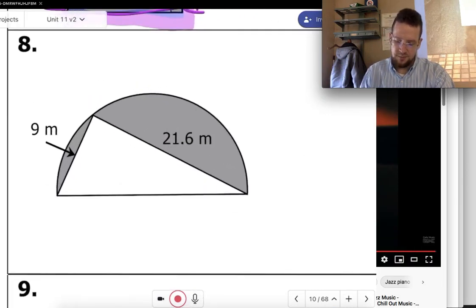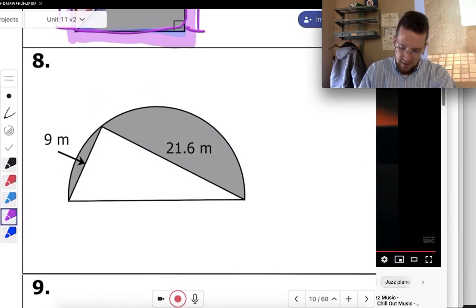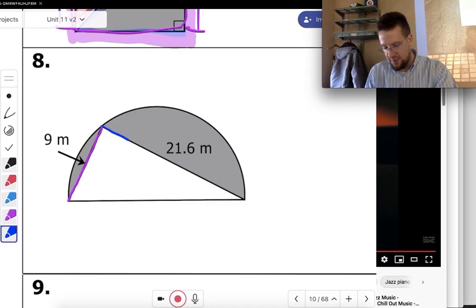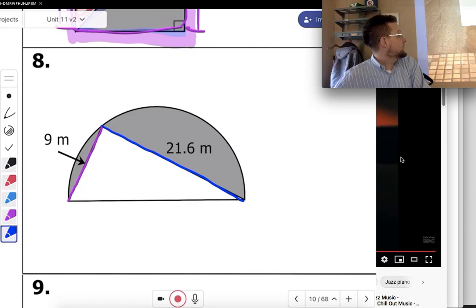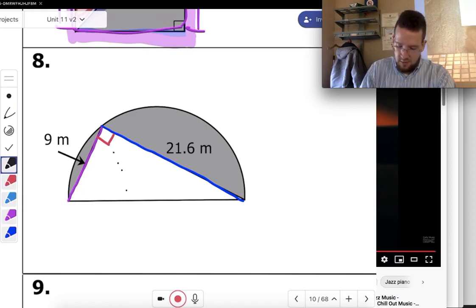Let's look at another one of these. So here we go. We have some stuff. We're given a weird thing here. We're given this piece is 9, and we're given that this piece is 21.6. But there should be a right angle in here, because if this is a right triangle, which it needs to be, then we can find the hypotenuse by using the Pythagorean theorem.